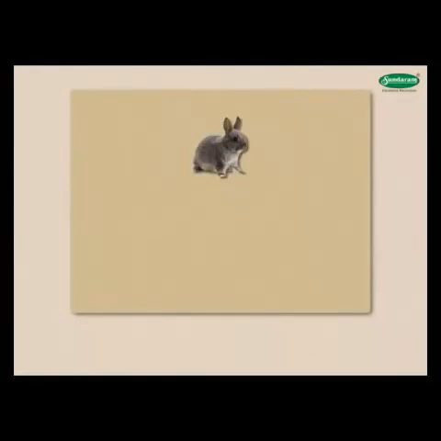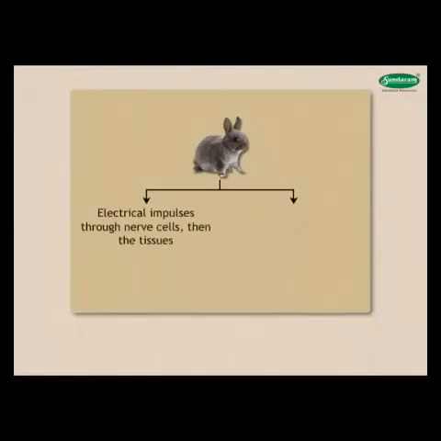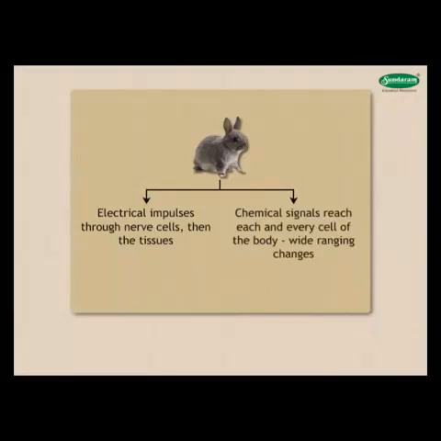If the body of the rabbit has to trust only the electrical impulses through nerve cells, then the tissues instructed to get prepared for the activity would be limited. On the other hand, if chemical signals were to be sent, it would reach each and every cell of the body and render wide-ranging needed changes.